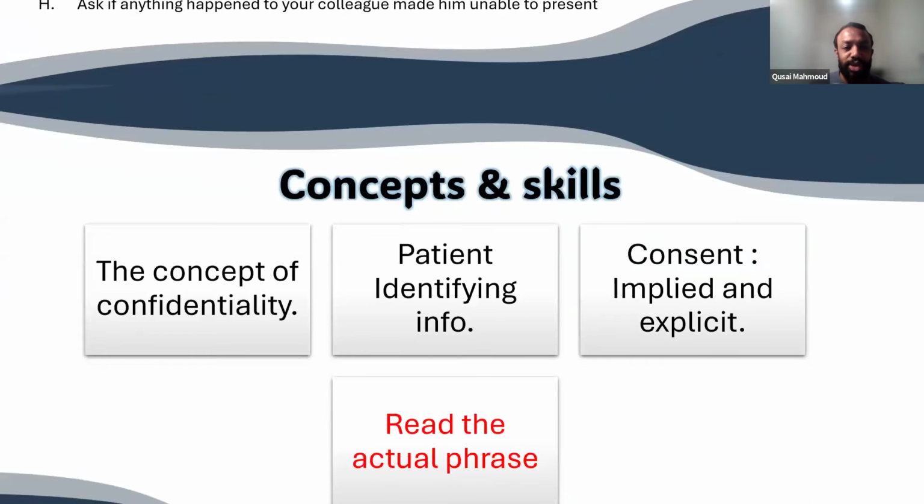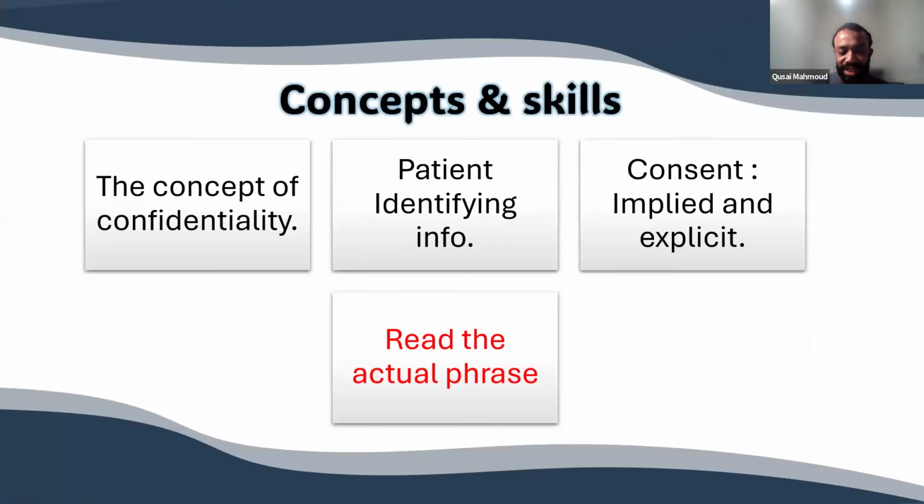So what about this question? You have to know the concept of confidentiality. This is the major concept here. Number two, you have to differentiate between patient identifying information and non-patient identifying information. Chest X-ray, ECG, this is a major concept. Again, one of the concepts here is the consent itself. There is something called implied consent or explicit consent.